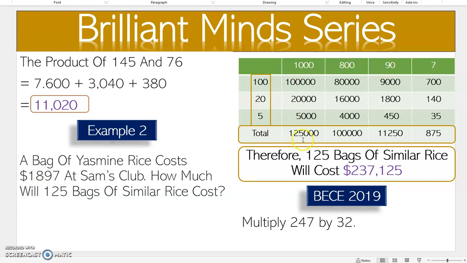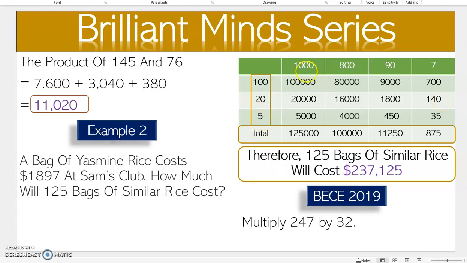Then what we do is to use the 100 to multiply 1,000. And that will give us 100,000. 100 times 800 gives us 80,000. 100 times 90 gives us 9,000. 100 times 7 gives us 700. Then 20 times 1,000 gives us 20,000. 20 multiplied by 800 gives us 16,000. 20 multiplied by 90 gives us 1,800. 20 multiplied by 7 gives us 140.